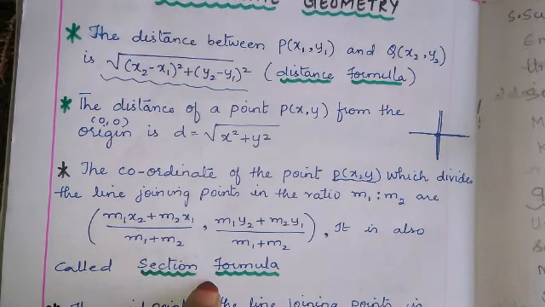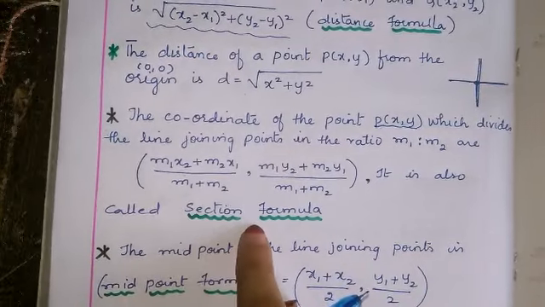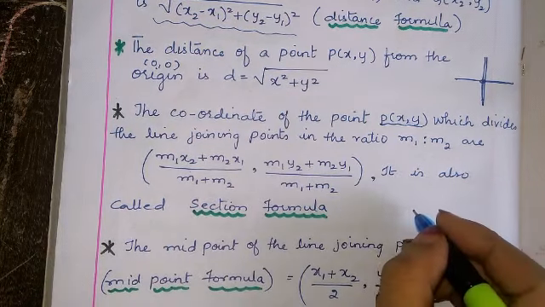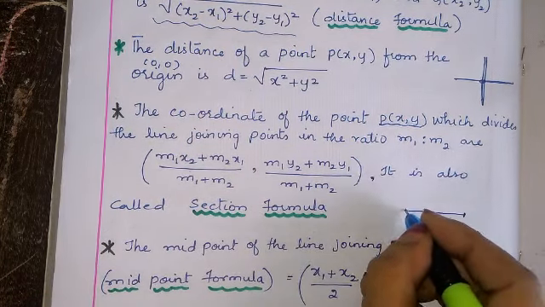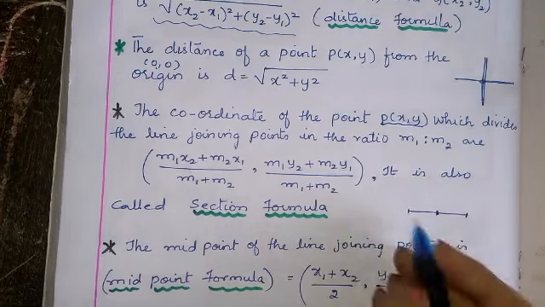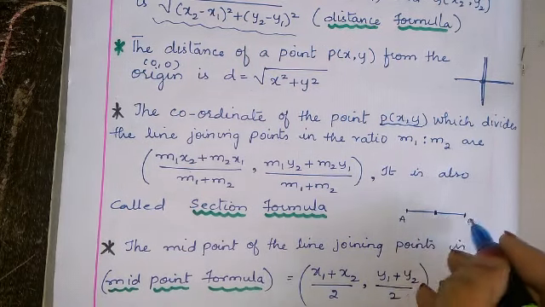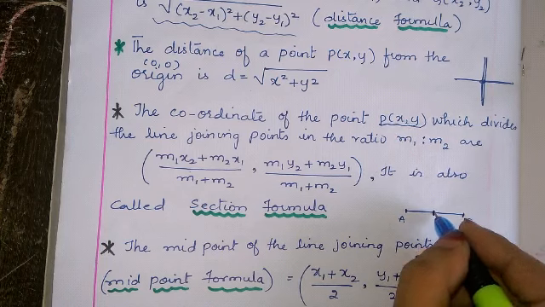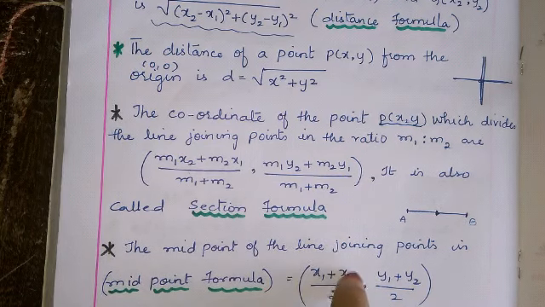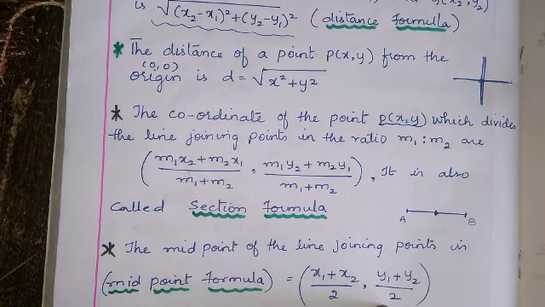Now the next important thing we are going to learn in this topic is the midpoint formula. For example, this is one line, these are the 2 points, and in between these 2 points this is the midpoint. If we want to find this point, then we find it by using the midpoint formula. To find the coordinates of the midpoint: (x1 plus x2) by 2, comma, (y1 plus y2) by 2.